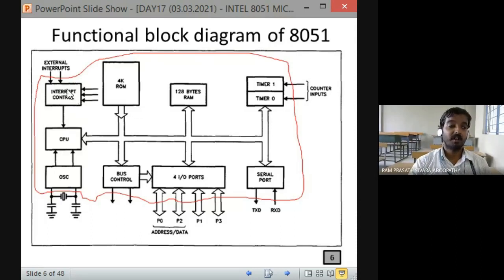Then we have talked about interrupts. It can have 3 internal interrupts and 2 external interrupts, which we discussed earlier. Correct? So everything is over. Which one is the missing part in this block diagram? Can you type it in the chat?